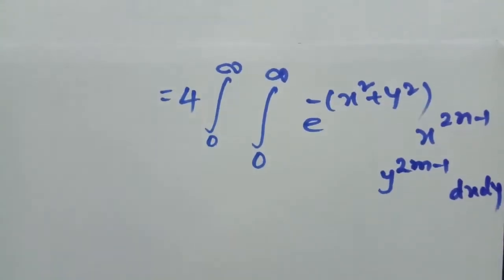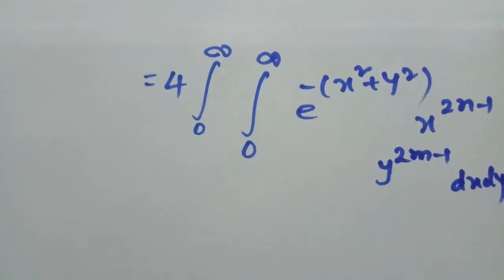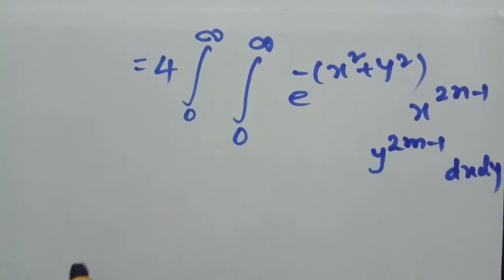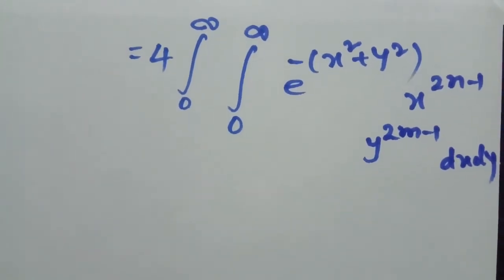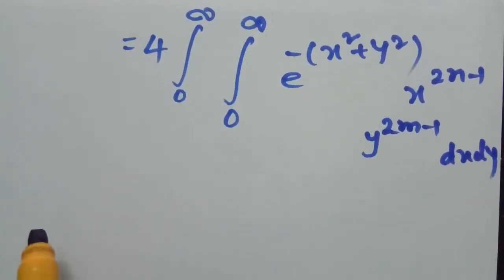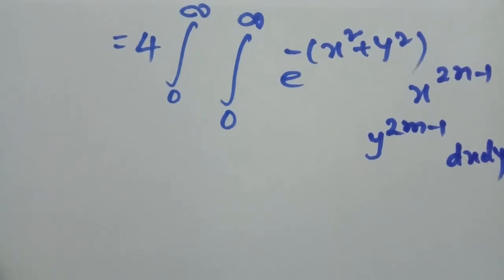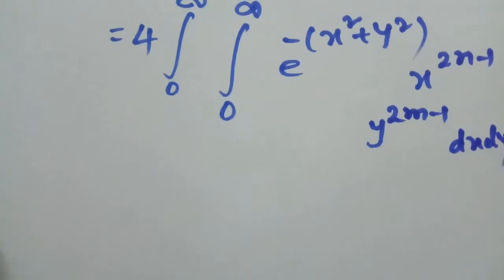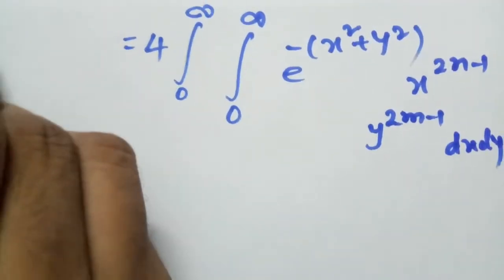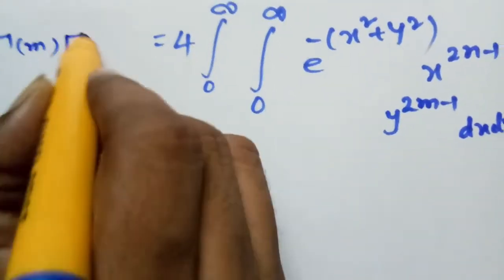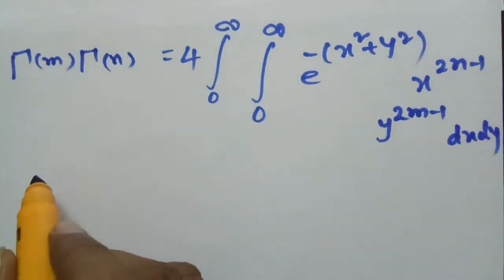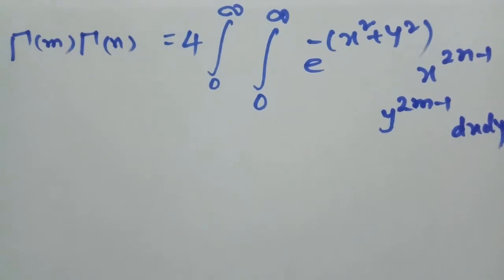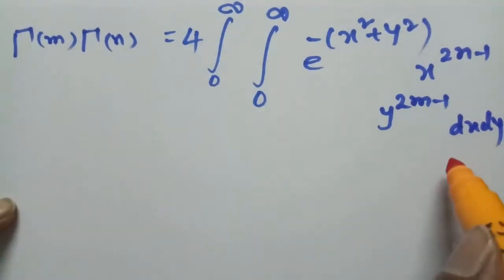So this is the resultant integration after multiplication. Now changing this integration into polar coordinates. Integration by change of variables, changing into polar coordinates. This is gamma m into gamma n. Say this is equation number 4.